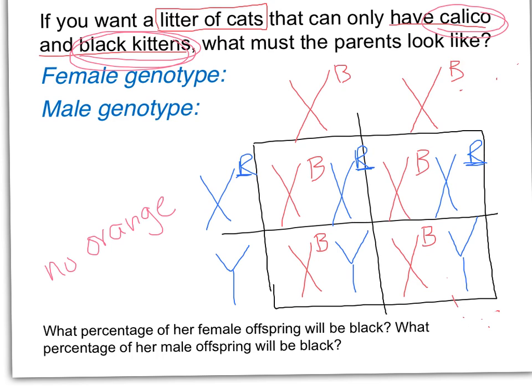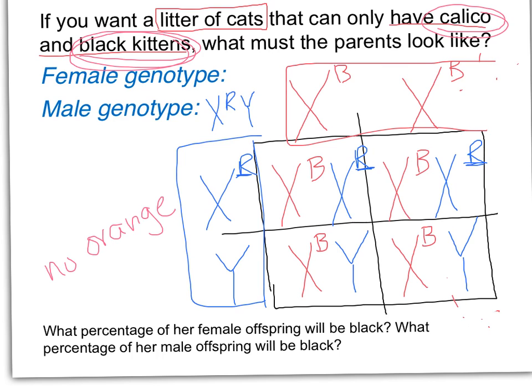So the male for this problem has to have this genotype, right? So the male is XRY, so he's an orange male, and the mom is this genotype right here, XBXB, so she's a black female, and an orange male will give me kittens that are calico and black.